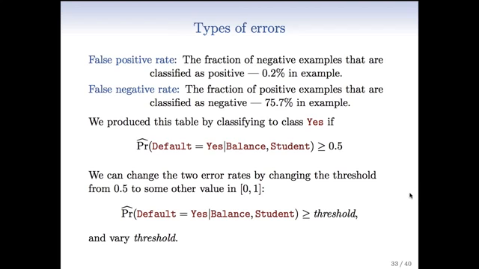In some cases, especially for these kinds of screening examples, you may want to change the false positive and false negative rates and skew them to one side or the other. Right? And you can do this by changing this threshold. Instead of classifying, in this case, to default if it's bigger than 0.5, you can change the threshold and maybe make the threshold smaller, so that you can catch more of the high-risk cases for default.